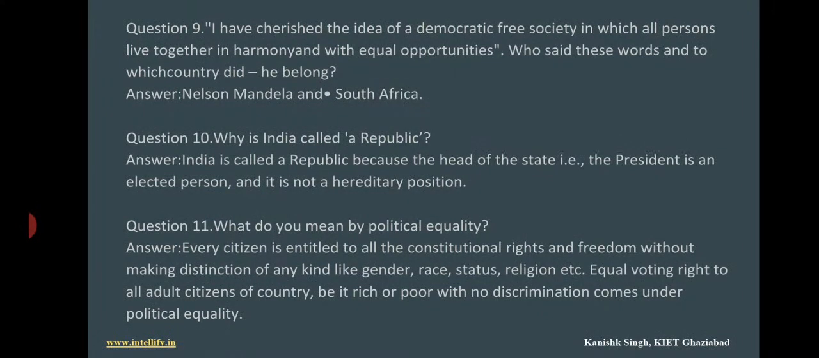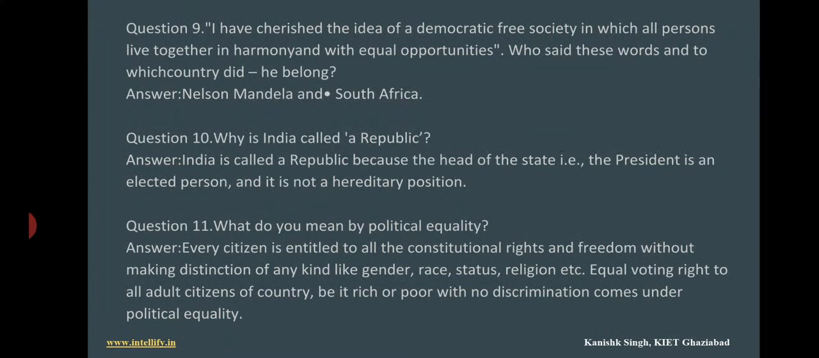Question number 10. Why is India called a republic? So we will know what a republic is. India is called a republic because the head of the state, that is the president, is an elected person, and it is not a hereditary position. So what a hereditary position is, it is when a person is not elected, he is either the son of a previous ruler or in some relation to them, like we see in monarchy, right? When the head of the state is elected in any country, then the country is known as a republic, right?